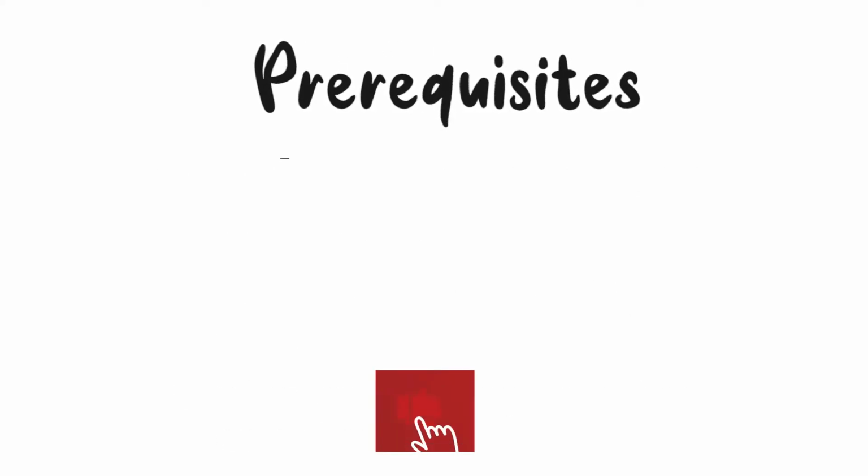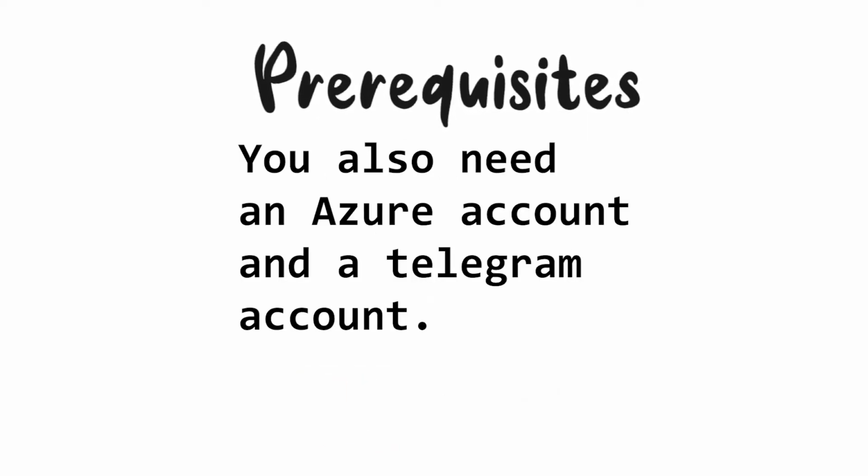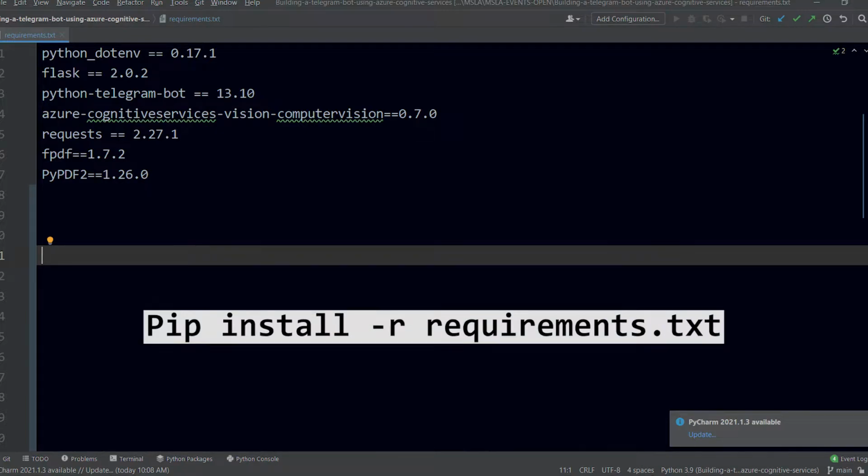Make sure you have the following installed on your system. Find installation links in the description. You'll also need to have an Azure account and a Telegram account. This is what the requirements.txt looks like. You can install the requirements using pip install -r requirements.txt.